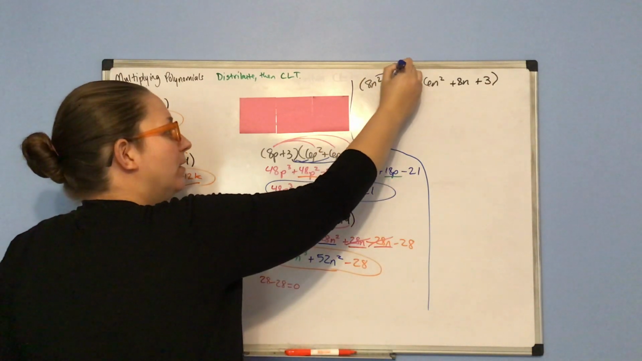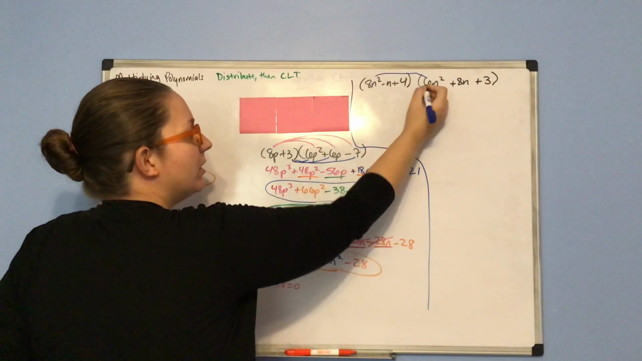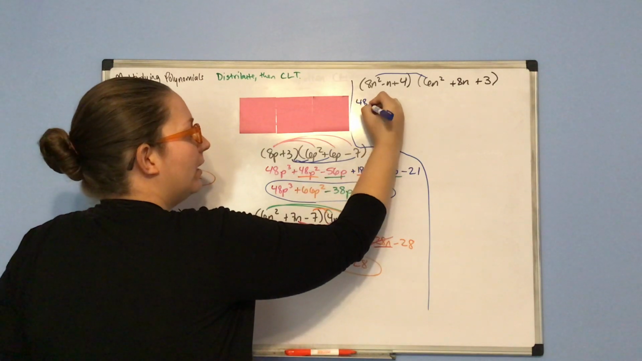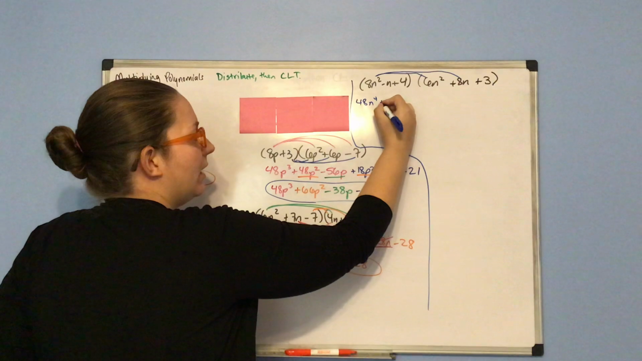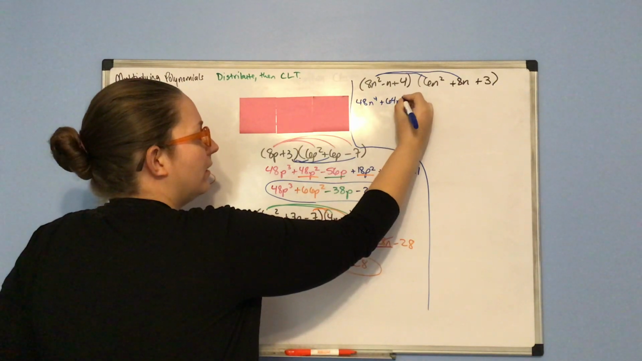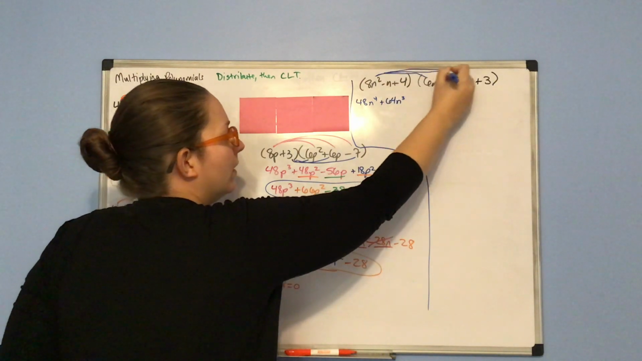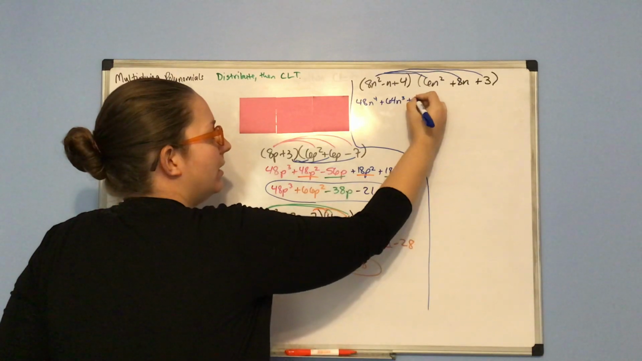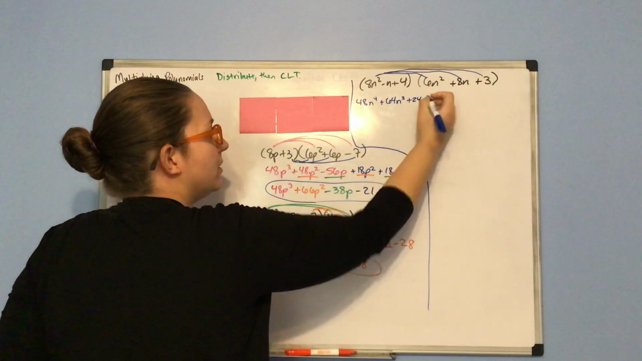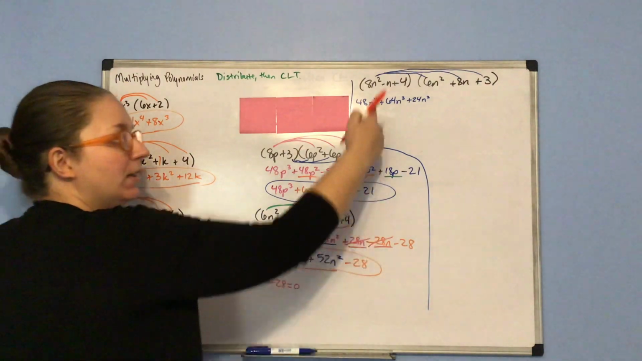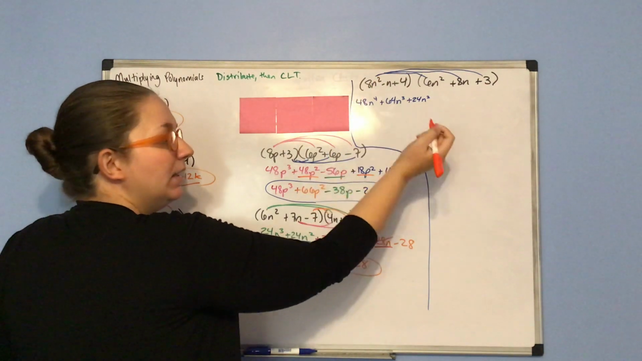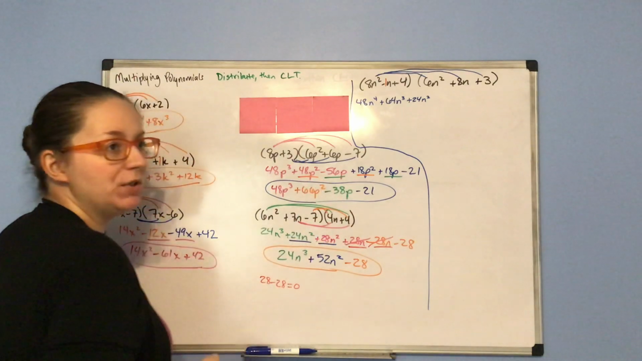Starting with 8n squared. 8n squared times 6n squared gives us 48n to the fourth. 8n squared times 8n is 64n to the third. 8n squared times 3 is 24n squared. So I'm done distributing 8n squared. Now I distribute negative n. Negative n is like negative 1n if it helps. You go ahead and write that in.